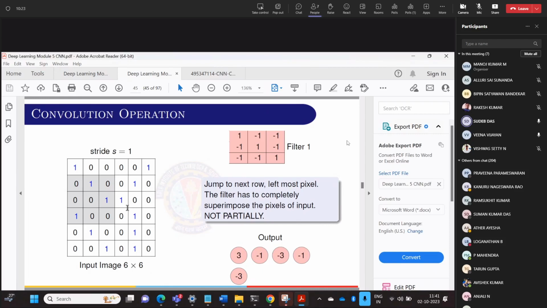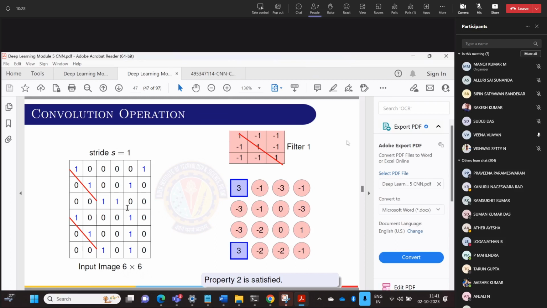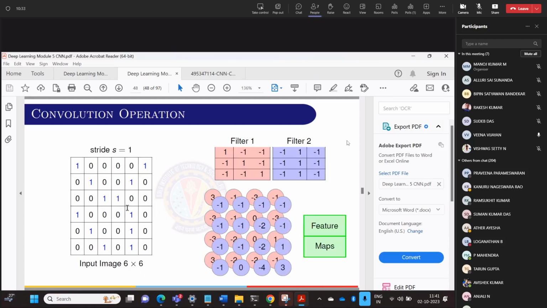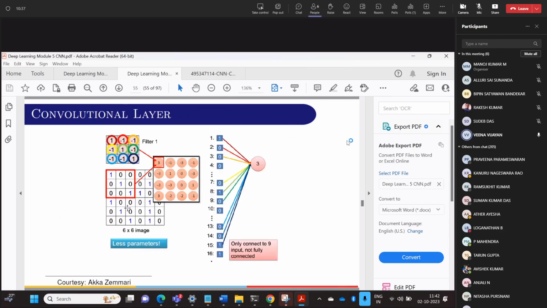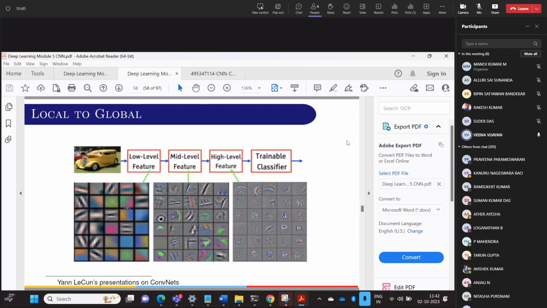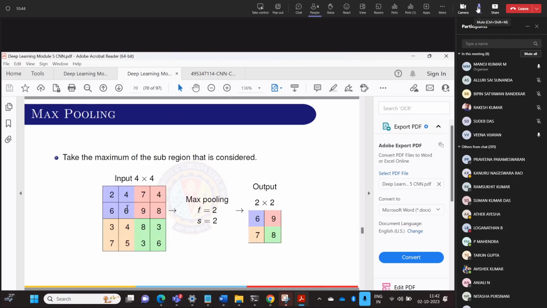Okay, understood. Once this convolution is done, then we will go to the pooling part. Let me see whether this has the pooling. So Veena, this convolution means using these filters and reducing the size, right? Using the filters and extracting the features. No, the correct terminology is extracting the features.